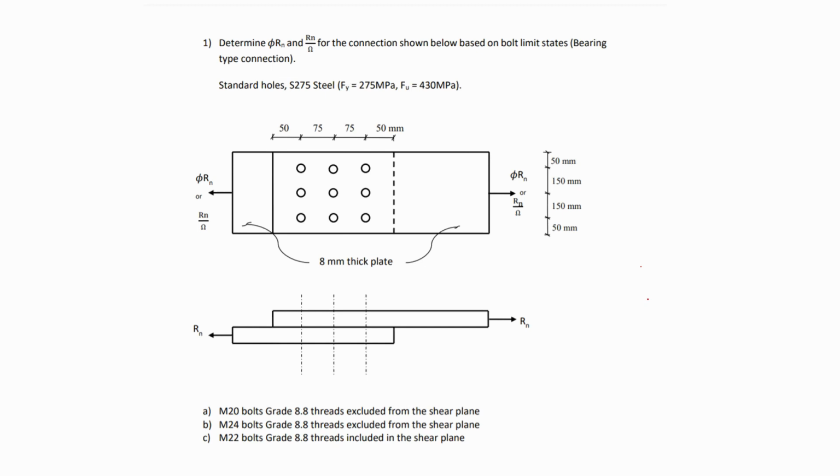Okay, reading the problem. Number 1 says: determine phi Rn, the capacity, in accordance with LRFD and ASD for the connection shown below based on both limit states, bearing type connection. The standard holes are given to us, and the connection is made of steel 275, with a yield stress of 275 megapascal and F ultimate equal to 430 megapascal.